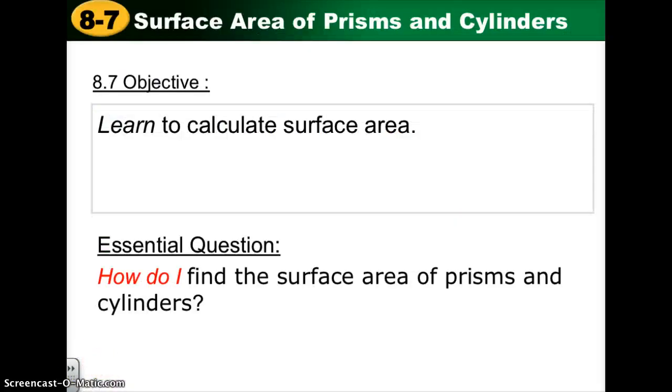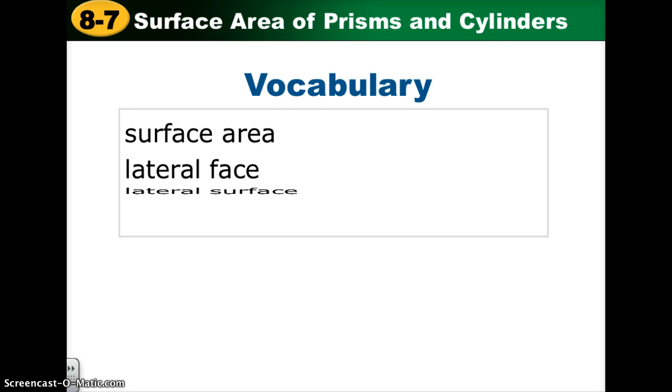Chapter 8, Section 7. Our objective is to learn to calculate surface area. Specifically, how do I find the surface area of prisms and cylinders? Our vocabulary terms will be surface area, lateral face, and lateral surface.